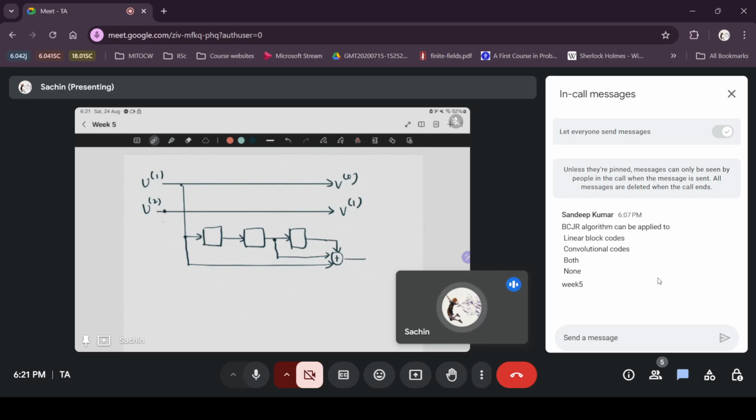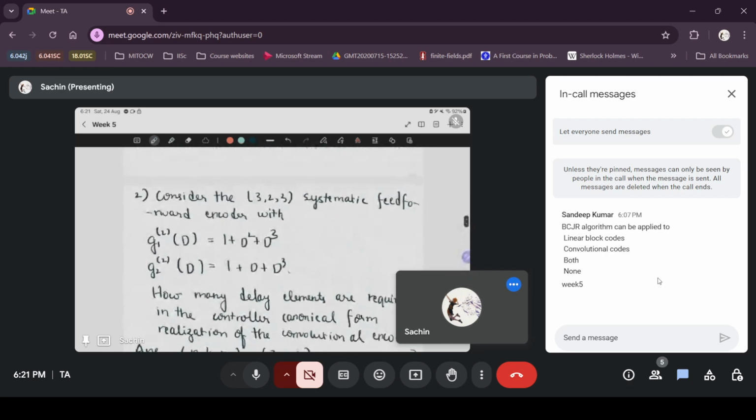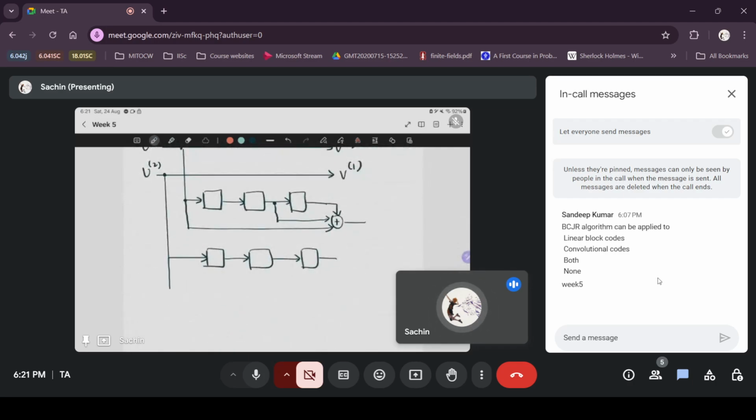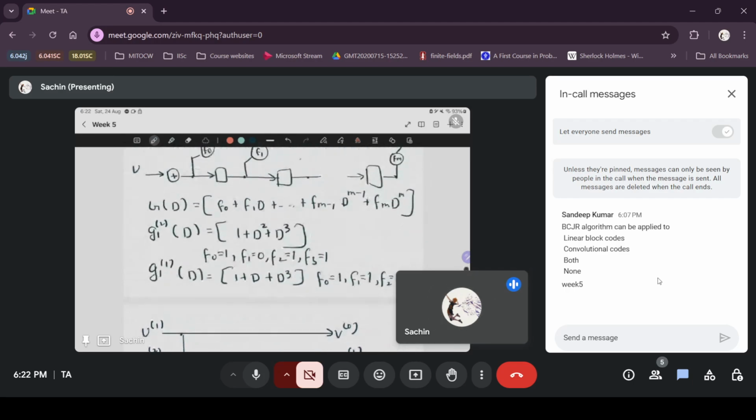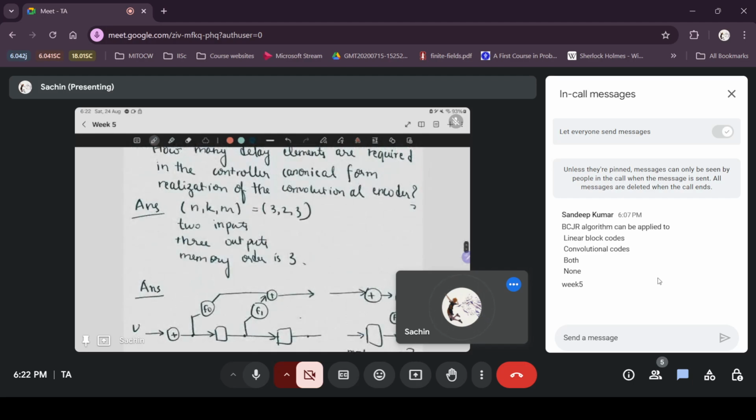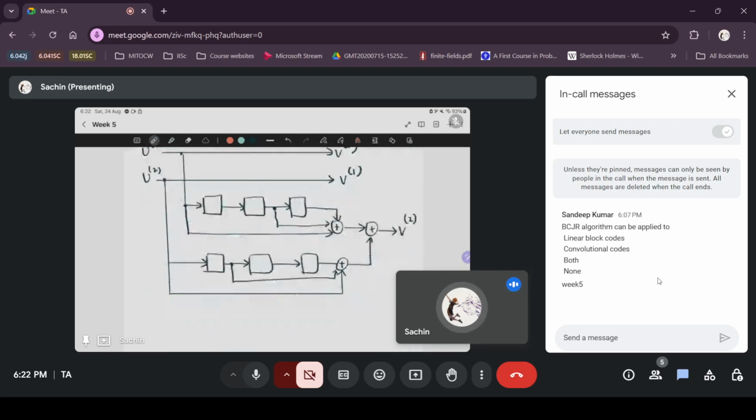And from the second input sequence, you have another set of memory elements, U2, D U2, D square U2, and D cube U2. The second generator is 1 plus D cube. So U2 is taken directly, that's the 1. Then you have D and D cube. And these two in the end are added together to give you V2. So that's your controller canonical form of the convolutional encoder. And as you can see, you have 6 memory elements.